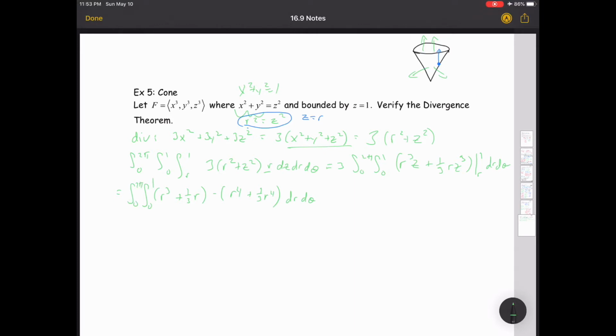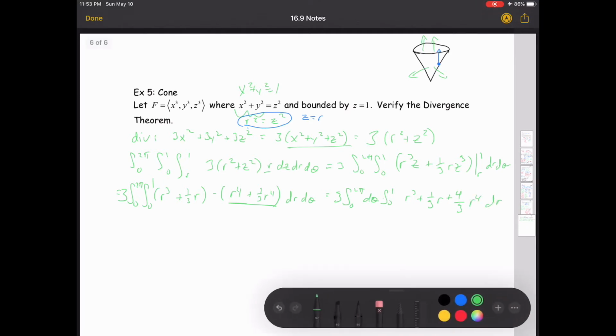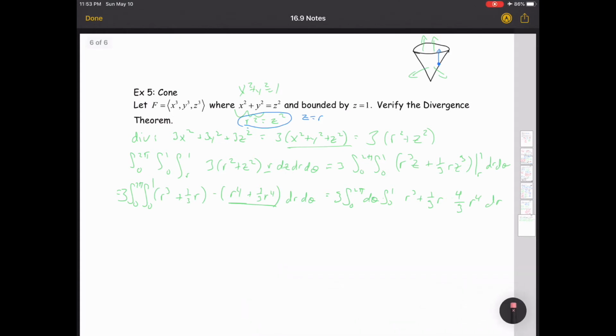At this point, since all we have left are r's and there's no theta, we can separate out that d theta. Don't forget, don't want to lose my 3 out in the front. That'll make a big problem. So now we're going to have 3 times the integral from 0 to 2 pi of d theta, we know what that one is, times the integral from 0 to 1 of r cubed plus 1/3 r, and then this piece right here is just going to be 4/3 r to the 4th dr. Oops, that should be minus. I'll fix that. That should actually be a minus in between there. There we go, minus.